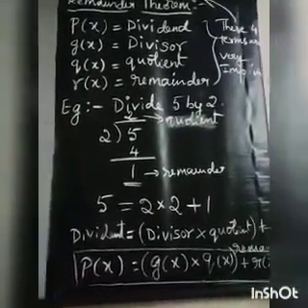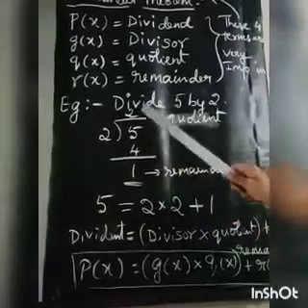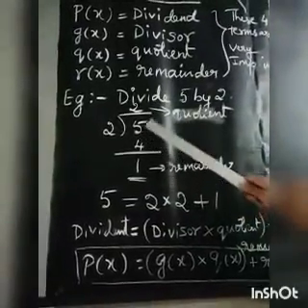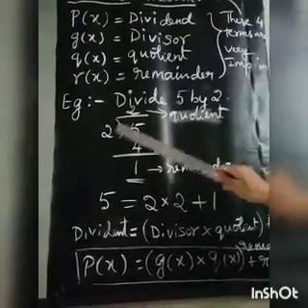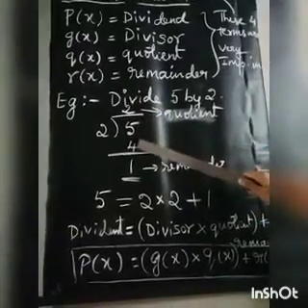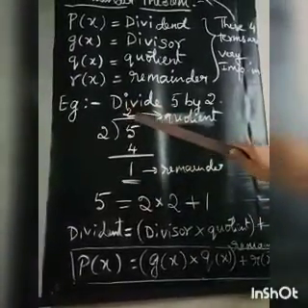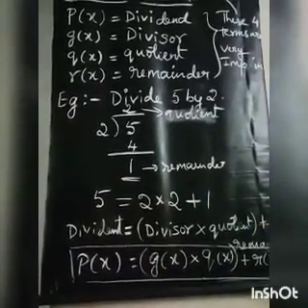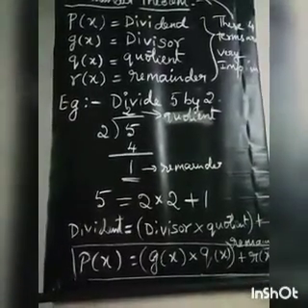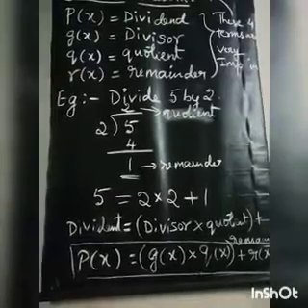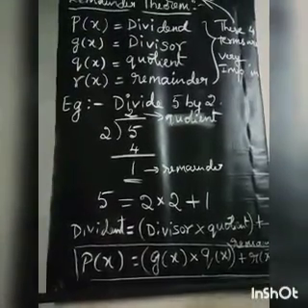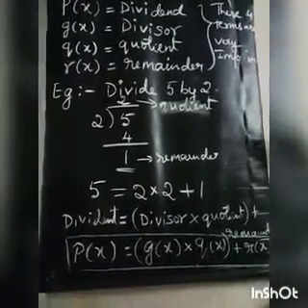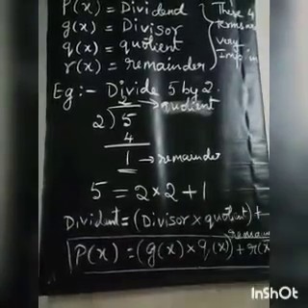So we have to multiply now. 2 2s are 4, correct? 2 3s are 6. It's more than 5. So 2 2s are 4. 5 minus 4 is 1. And this 2 is the quotient and this 1 is the remainder, correct? So we have studied already. The same procedure we are applying here also. Explaining the basic things, I am introducing the formula now.